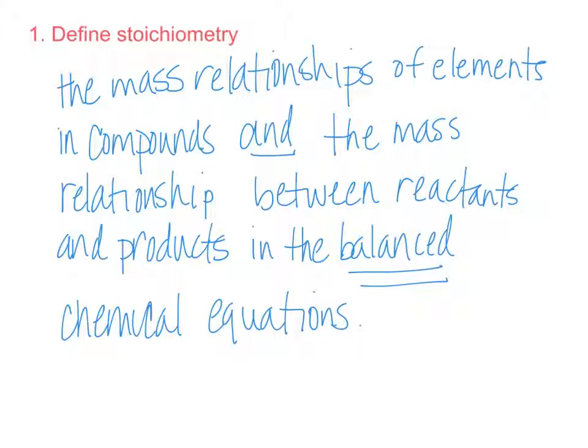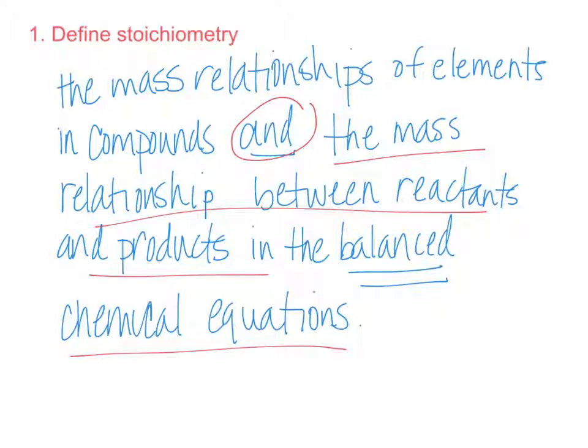The first problem or definition is define stoichiometry, and we have defined that as the mass relationships of elements and compounds and the mass relationship between reactants and products in the balanced equation. This second part is what we've been doing in class, is we've been balancing equations and then figuring out the relationships between products and reactants or reactants and other reactants. So that is our first definition.